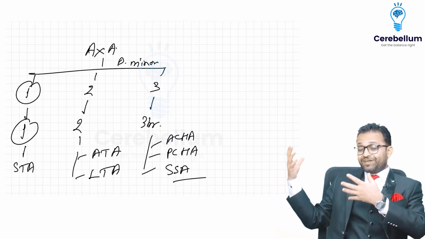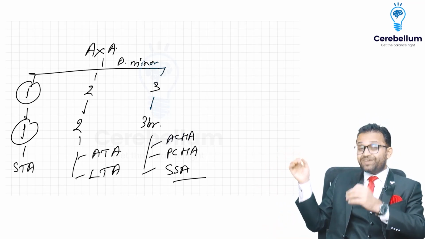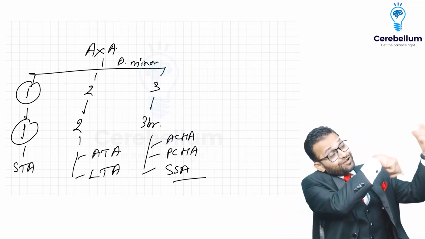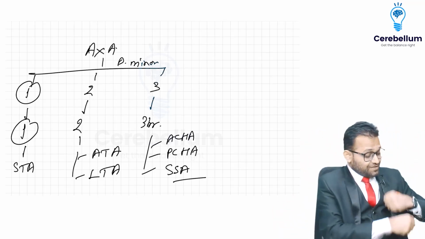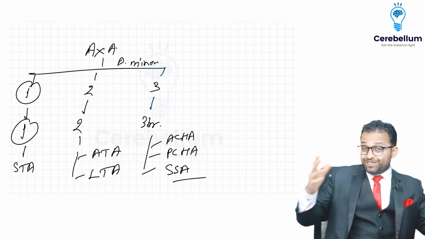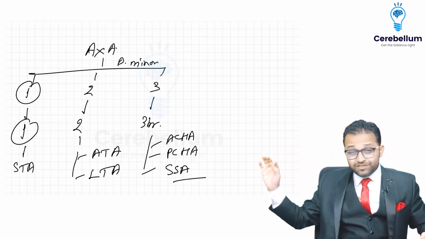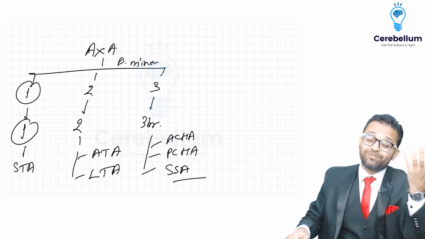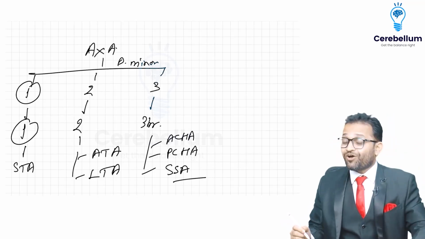We remember all this in our regular video in this way: SATA, ATA, LATA, ACHA, PACHA, SASA. Just dance and repeat this word, repeat this song every time, and you will be able to remember the branches of the axillary artery also.